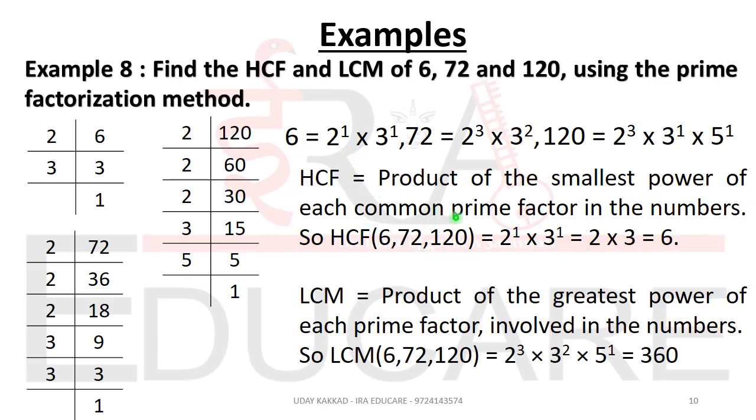Now LCM. LCM is the product of the greatest powers. So here the greatest power of 2 is 2 raised to 3, right? For 3, we have 3 raised to 1 and 3 raised to 2, and 3 raised to 2 is the greatest power, right? And 5 is not present in the first factorization, but it is present in the factors of 120. So 5 raised to 1. By multiplying these you get 360. So 360 is the LCM of 6, 72 and 120.